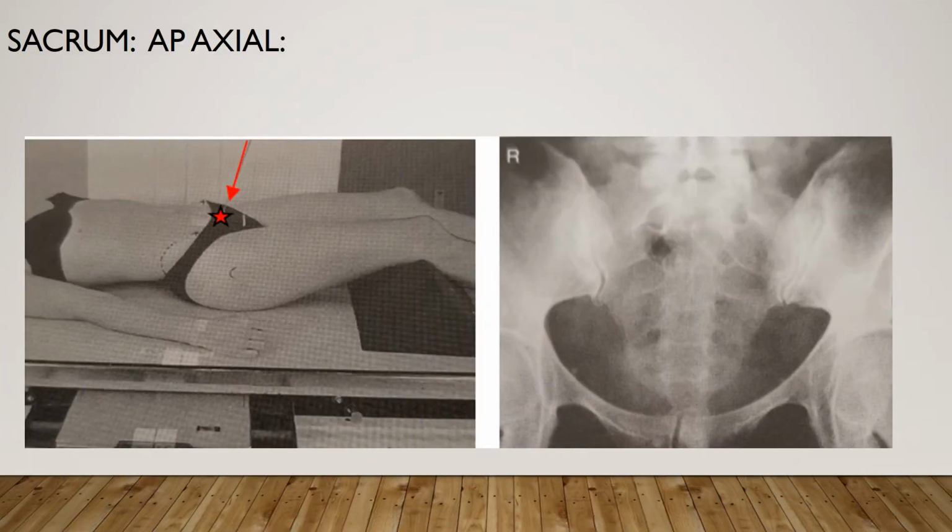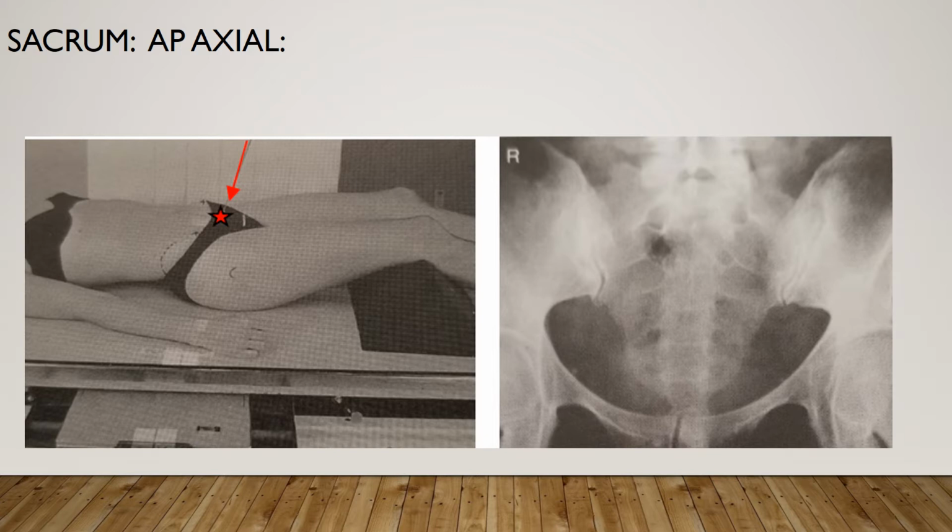Sacrum X-ray, AP axial, 40-inch SID. Patient is going to be supine. You're going to center the mid-sagittal plane to the center of the table. Your center ray is going to be 15 degrees cephalic, 2 inches superior to the pubic symphysis. You're going to make the exposure during suspended respiration.